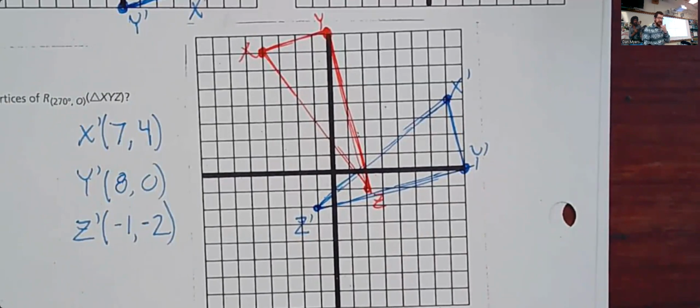What've you got on your paper? Feel free to take a look up here and see if it went okay for you. Any questions on that one?